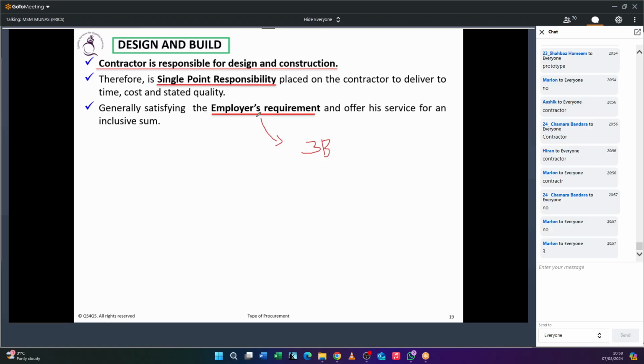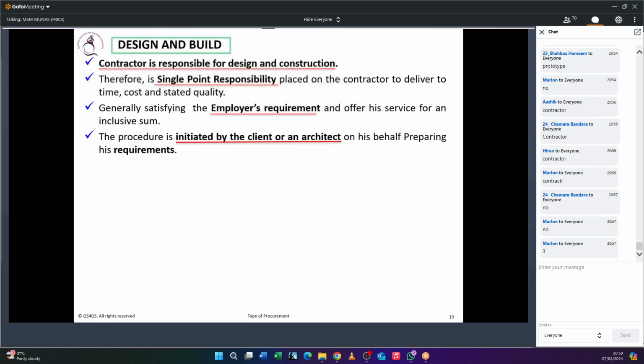Okay. If the employer requirement is very poor and does not state what the employer really needs, what will happen with the project deliverable? Will the employer be happy? The employer is thinking he's going to get a palace, but he gets a small cottage, isn't it? So the employer requirement must be done very carefully. Otherwise, it's going to be a problem. And this process is initiated by hiring the employer's consultant, consisting of the architect, designer, and engineers, and they prepare the requirement.